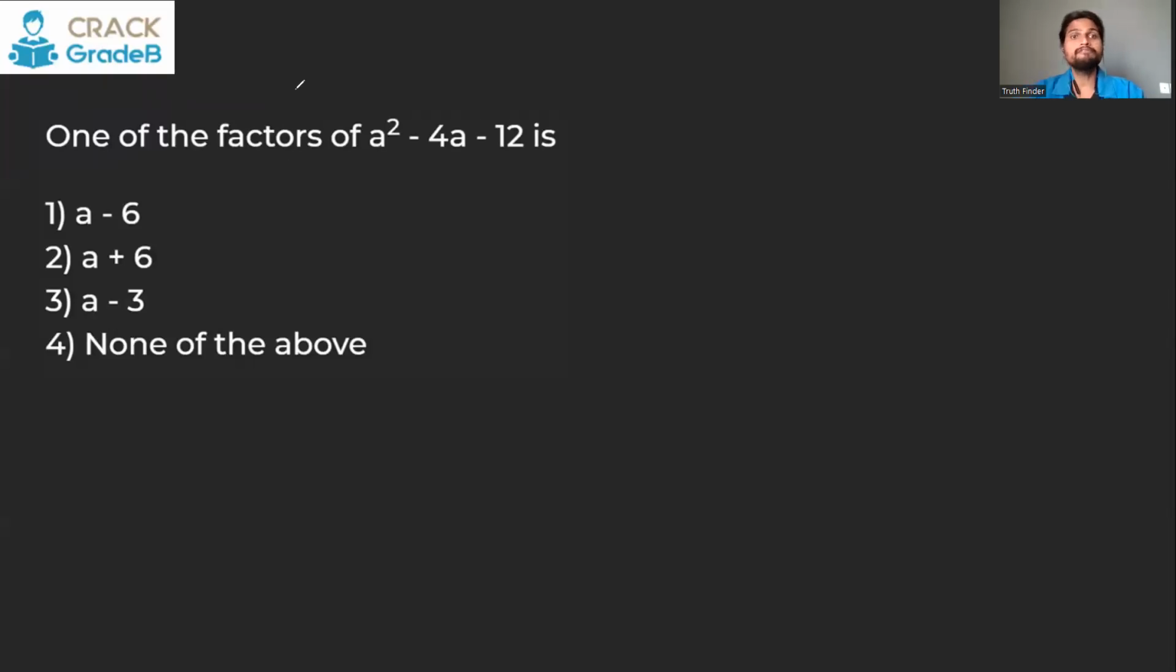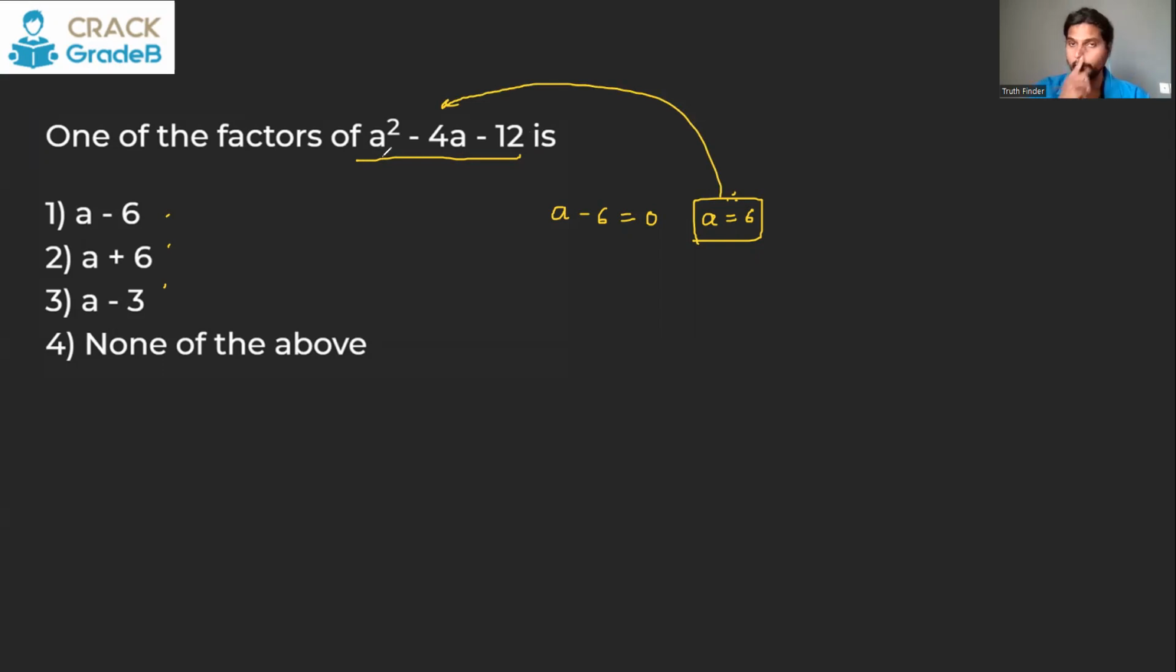They're asking one of the factors of this quadratic expression is. So we just saw the factor theorem. What the factor theorem states is, if you need to check whether these are factors or not, let us start with option number 1. So you have to put that equal to 0. That will get us a is equal to 6. So if a is equal to 6 is the root of this quadratic equation, then a minus 6 will be a factor. How to check whether this is a root or not?